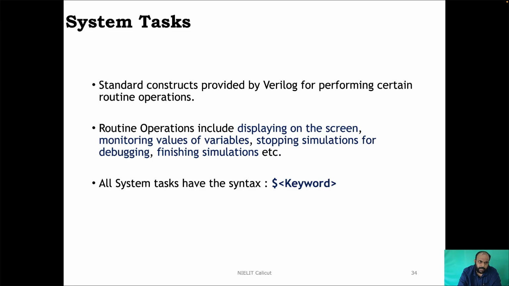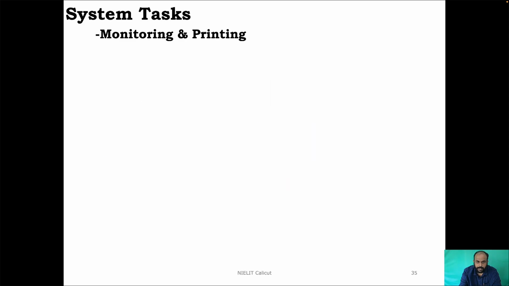The next important constructs in Verilog are called system tasks. System tasks are standard constructs provided by Verilog for performing certain routine operations. Routine operations normally include initializing a variable, displaying on the screen, monitoring of variables, stopping the simulation for debugging, finishing or terminating the simulation, and so on. What is common to all system tasks is a common syntax: it is $ followed by a keyword. Let's see some examples.